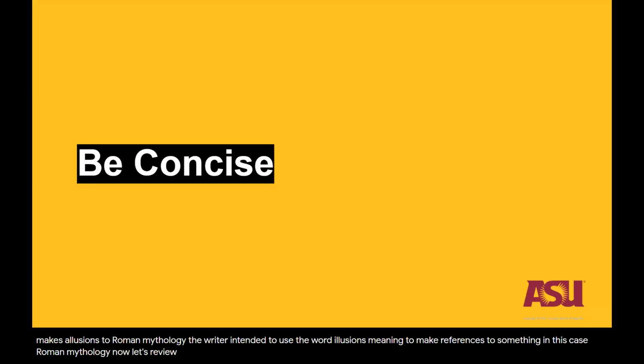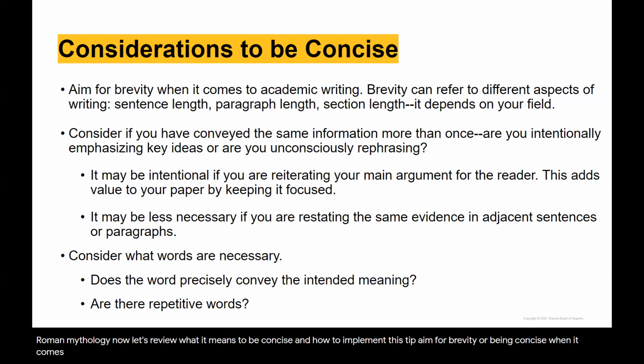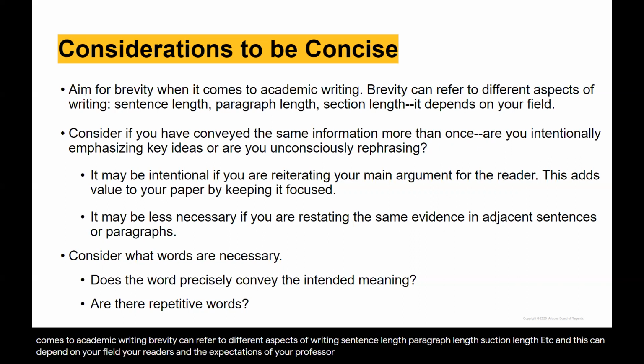Now let's review what it means to be concise and how to implement this tip. Aim for brevity or being concise when it comes to academic writing. Brevity can refer to different aspects of writing: sentence length, paragraph length, section length, etc. And this can depend on your field, your readers, and the expectations of your professor as outlined in assignment guidelines.